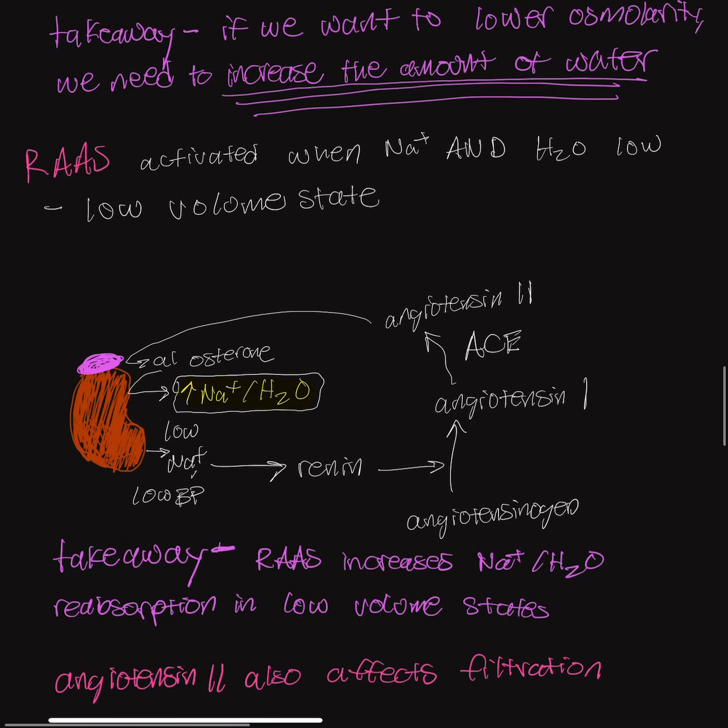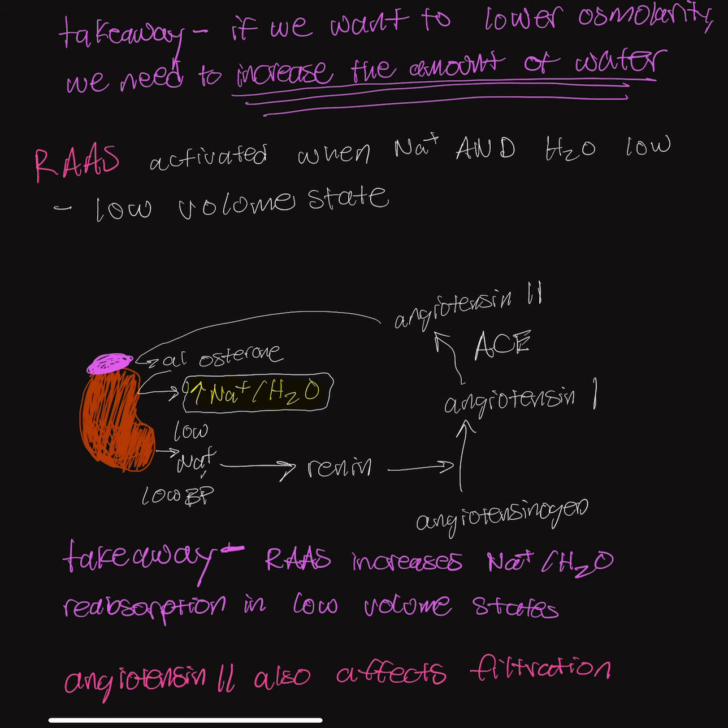So RAS is activated when sodium and water are low. It's a low volume state. I don't know why I spelled aldosterone wrong here, but the kidney has these pressure detectors and salt detectors in it. They have names, but I don't think it's that important for you. They just detect when there's low sodium and low blood pressure, and they release a hormone called renin. Renin is the first hormone.